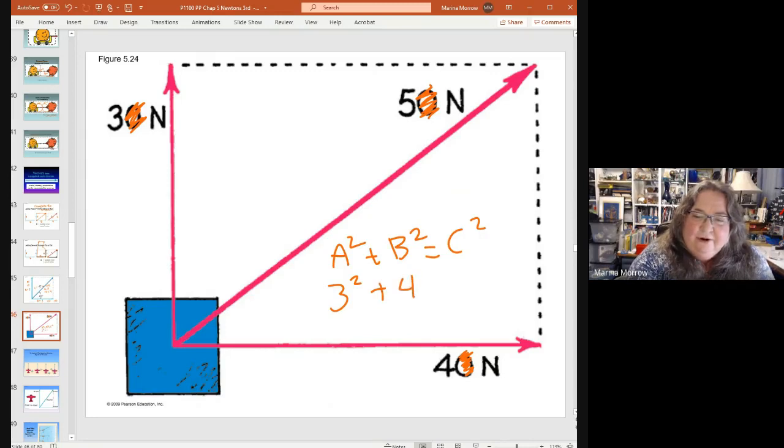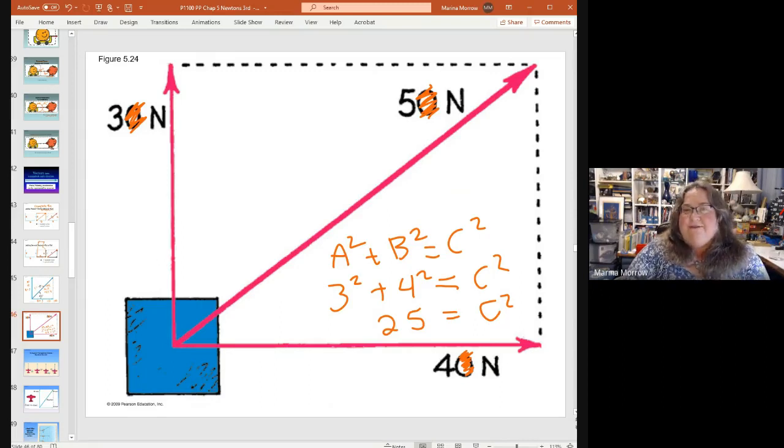B is 4. And 3 squared plus 4 squared is 9 plus 16, which makes 25, which is why, what is C going to be? C is going to be 5, right? 25 is C squared. So 3, 4, 5 triangles are beautiful things. And again, you can always have multiples of them.